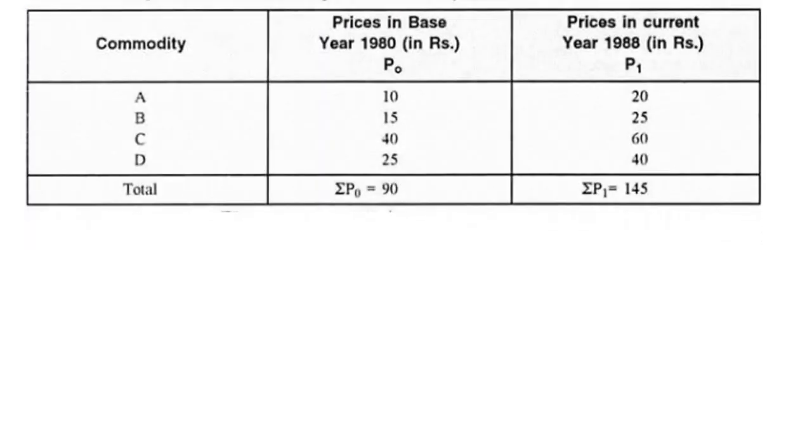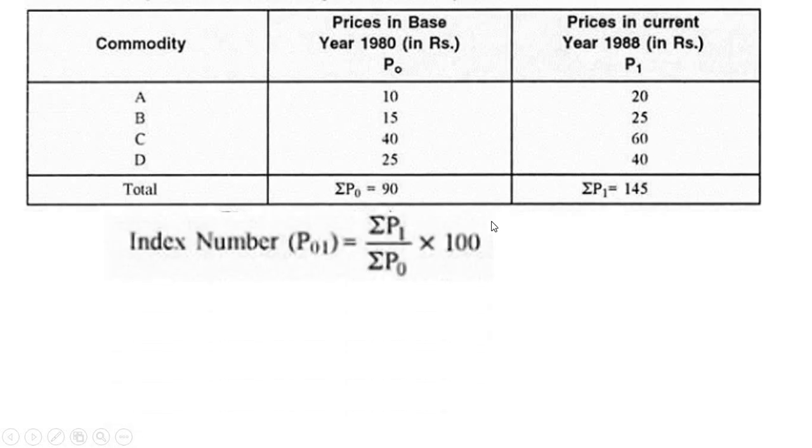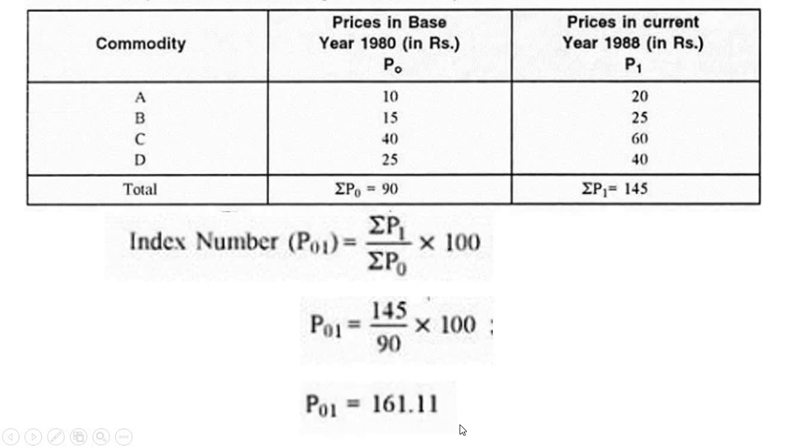Look at that. Here commodity and then P0, P1, we know that. We take the total of both. The total of 10, 15, 40, 25 will come as 90, and 20, 25, 60, 40 will come as 145. Use the formula: summation P1 divided by summation P0 into 100. 145 divided by 90 into 100. If you divide and multiply with 100, we will get 161.11. This is the simple aggregative method.